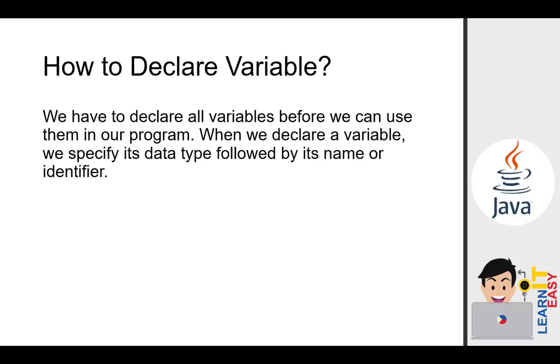How to declare a variable? We have to declare all variables before we can use them in our program. When we declare a variable, we specify its data type followed by its name or identifier. So, again, the data type and then space followed by the identifier. That's the format.